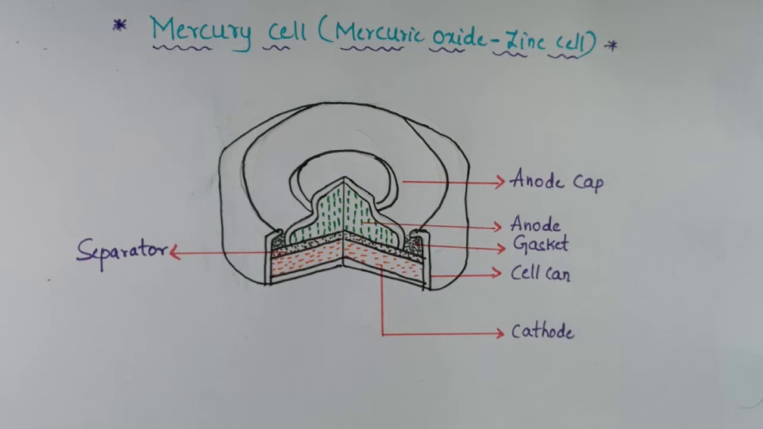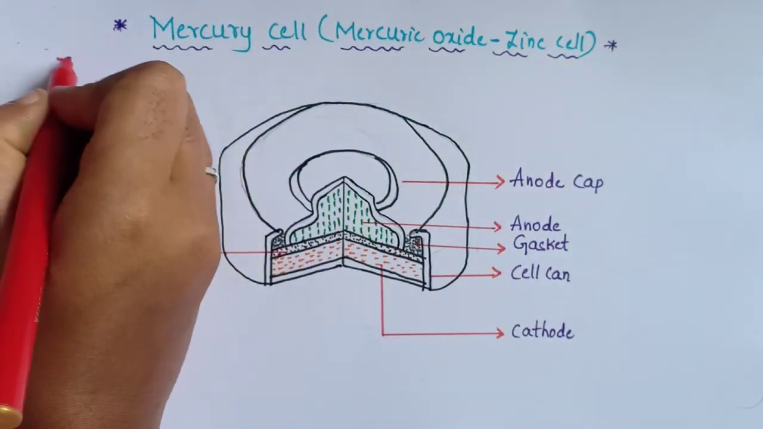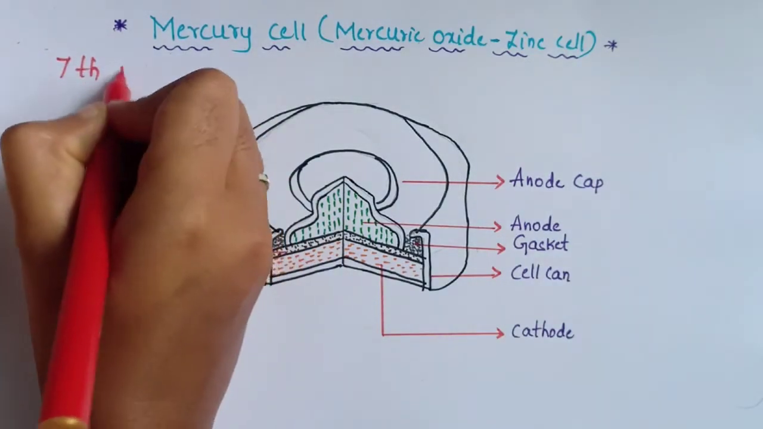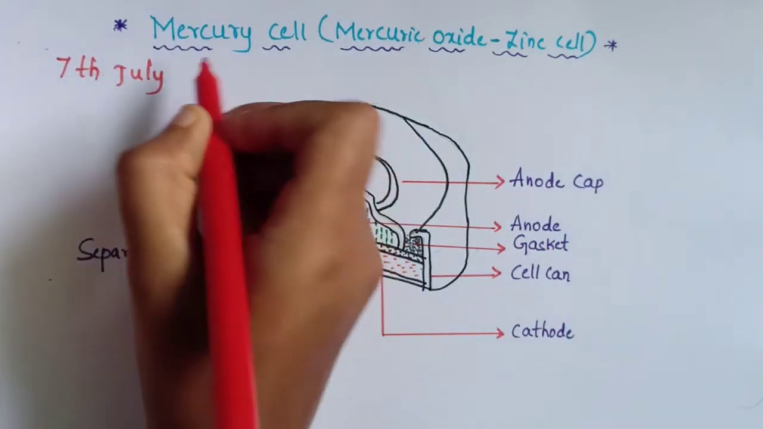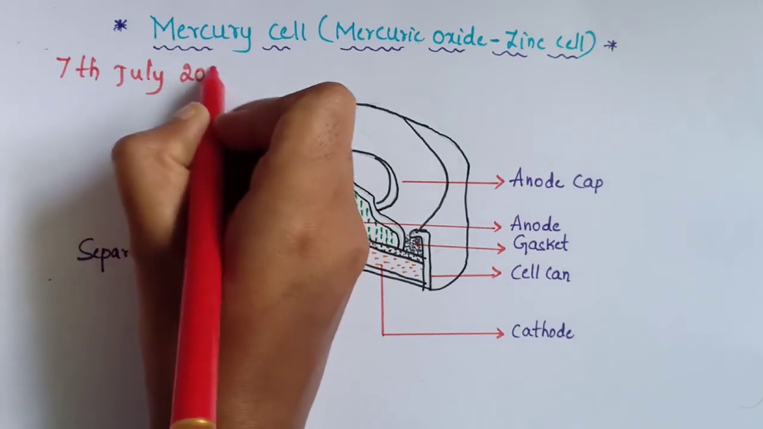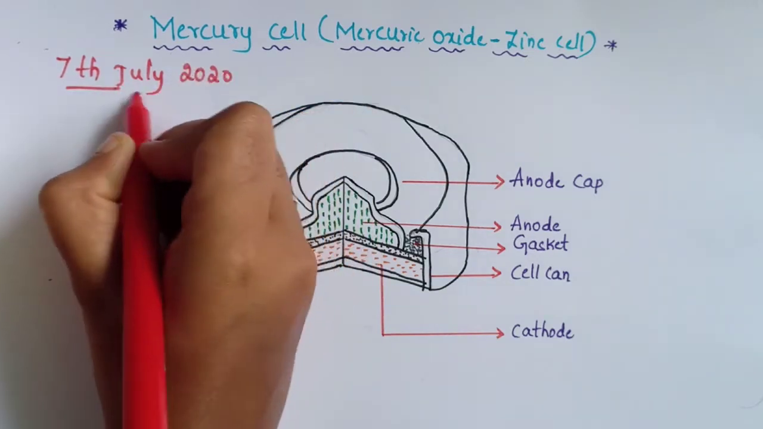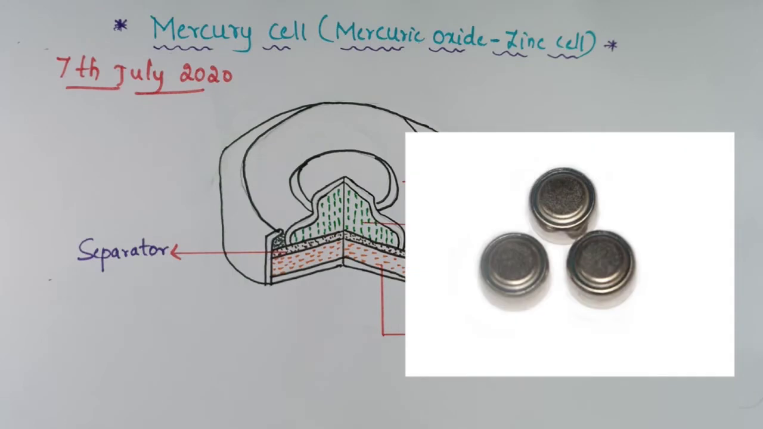Hi everyone, in this video we are going to learn about the mercuric cell. It is also called the mercuric oxide zinc cell. It is a primary cell, that means it is irreversible and it cannot be reused. See, it is a mercuric oxide zinc cell.